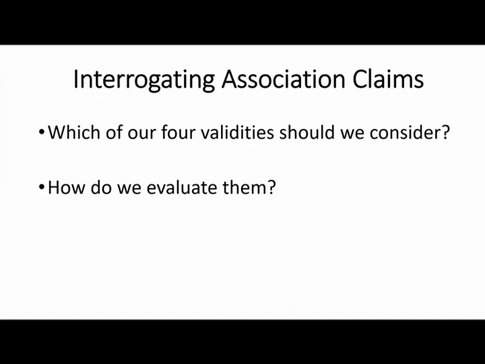Now, the textbook says that the ones that we care about most for an association claim are going to be our construct validity and our statistical validity. But we're going to talk about all four validities. We're also going to talk about our internal and external validities. They just matter less across more of the association claims. And we'll get to that.